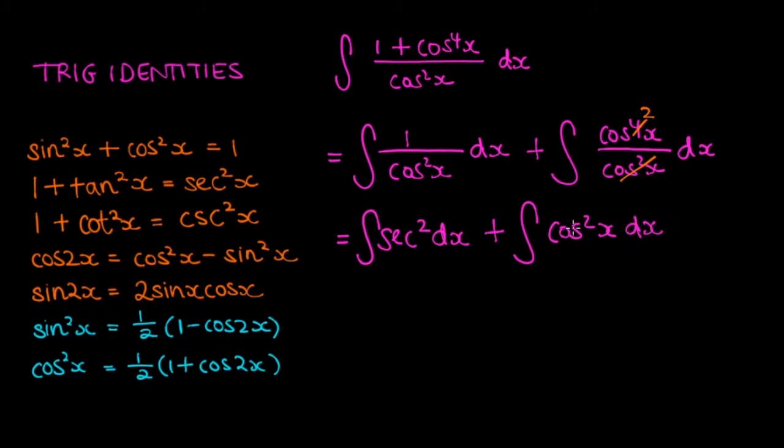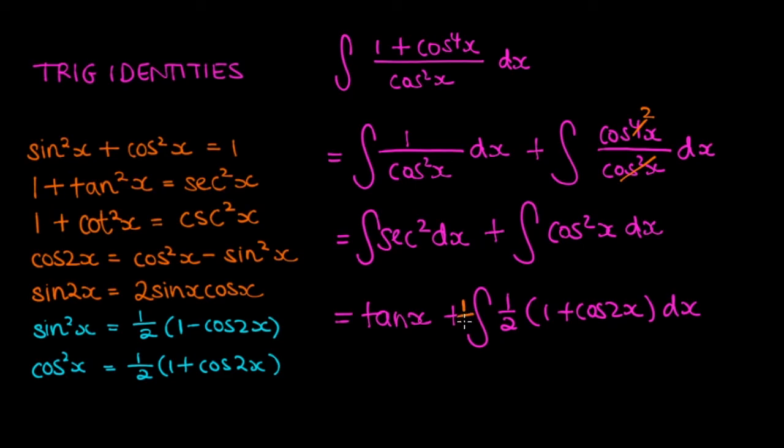And like I mentioned at the beginning of the video, this is a very easy integral if we use this identity right here. So again, the integral of sec squared is a standard integral, it's tan x. And the integral of cosine squared x is the integral of a half times 1 plus cosine 2x. So if we start by factoring out the half to the front, and then when we integrate, we're left with the integral of 1 is x.